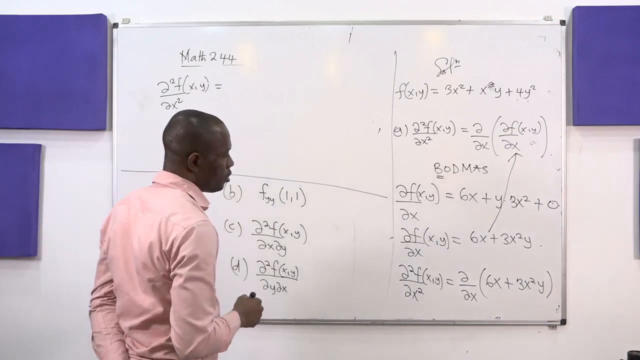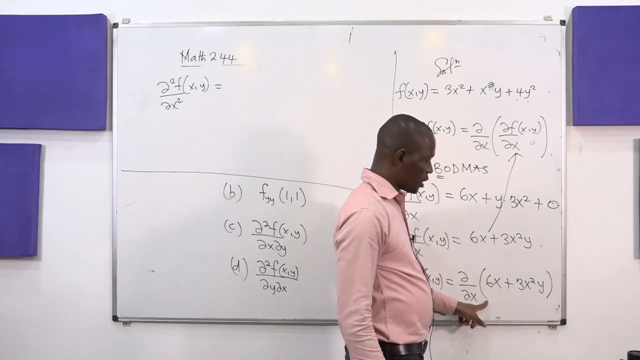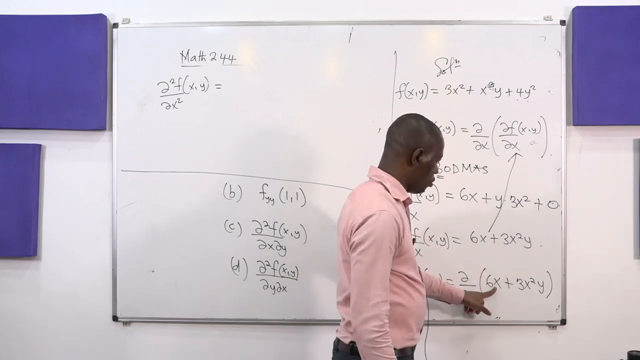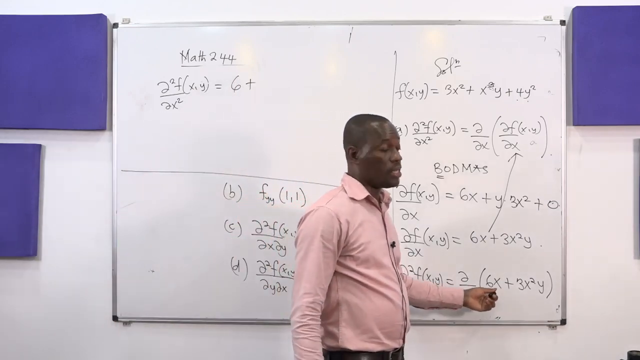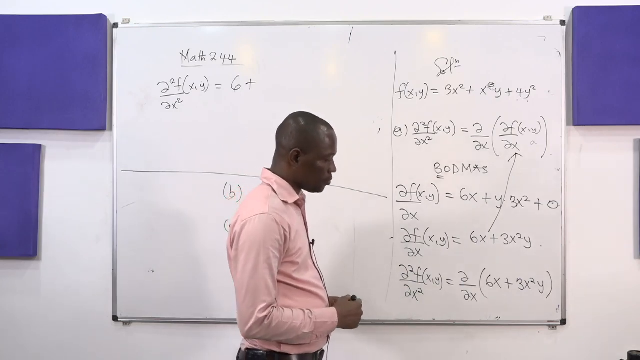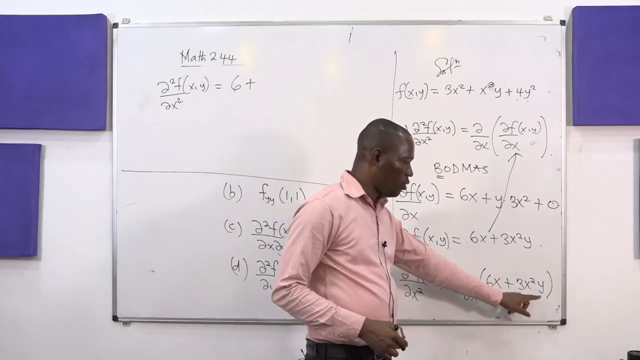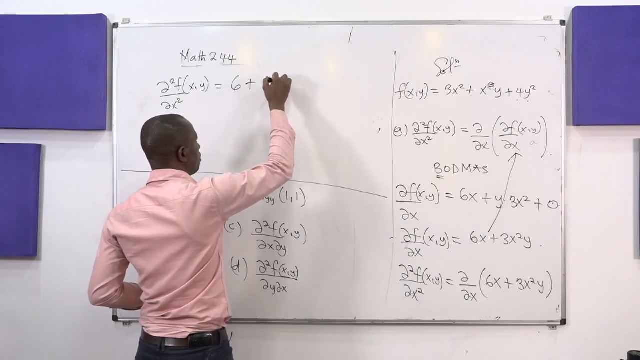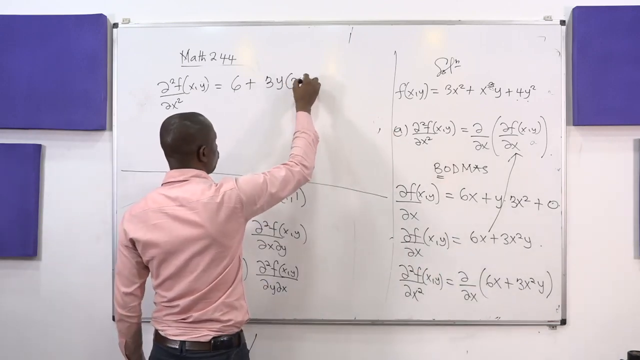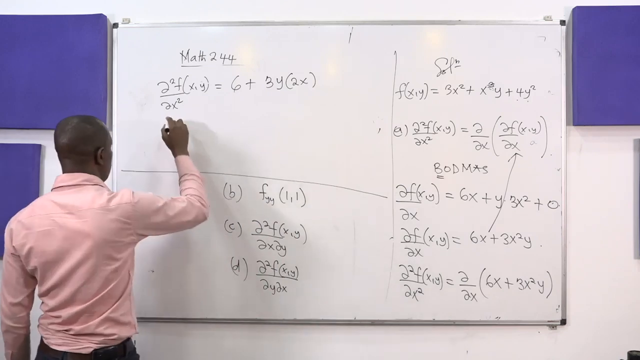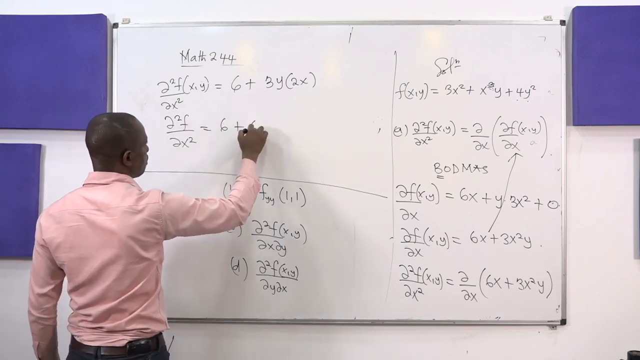Okay. So we are differentiating partially with respect to y, which means that any letter apart from y is treated as constant. So this is a constant, this is a constant, this is a constant. The derivative of 6x is 0. Plus, 3x squared is a constant, and the derivative of y is 1, so we get 3x squared. So our partial squared f with respect to x squared, x y is 3x squared.